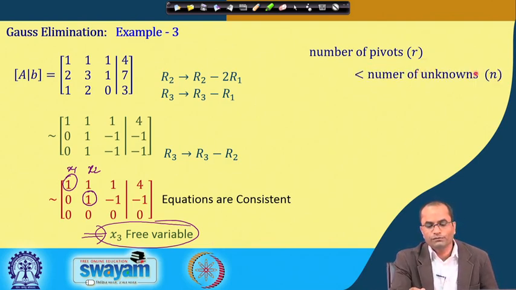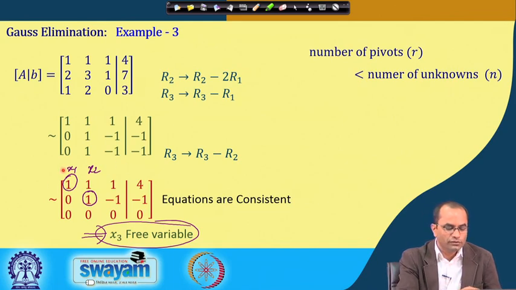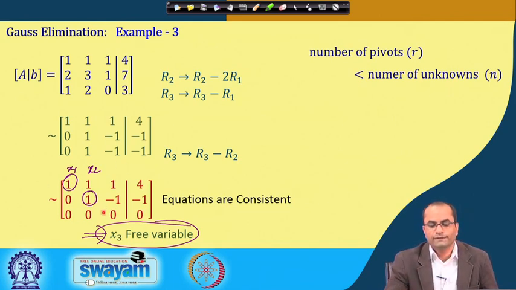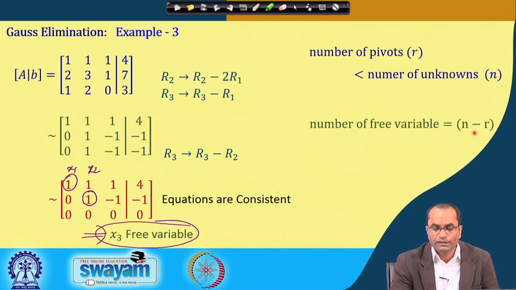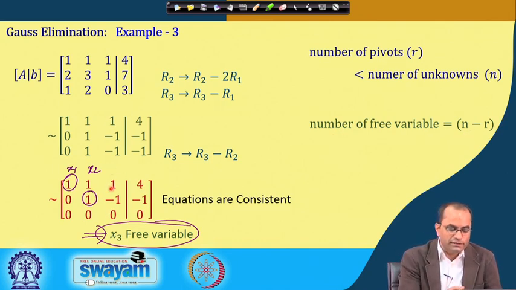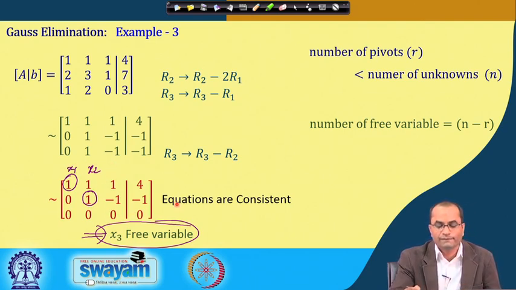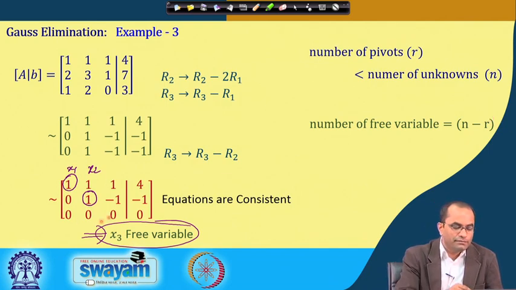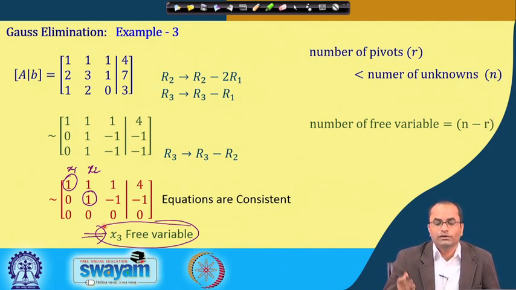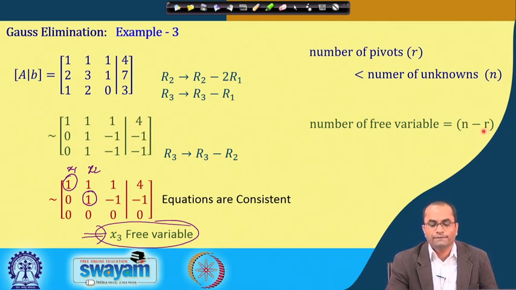Here the number of pivots is less than the number of unknowns, because there are 2 pivots and 3 unknowns, and the number of free variables will be precisely the remaining one. Here we have a pivot, x2 has a pivot, but x3 does not have a pivot. So, this is a free variable. So, the number of free variables will be n minus r. Here n is the number of columns in this main matrix A, or the number of unknowns, and r is the number of pivots. We give this name to the number of pivots.